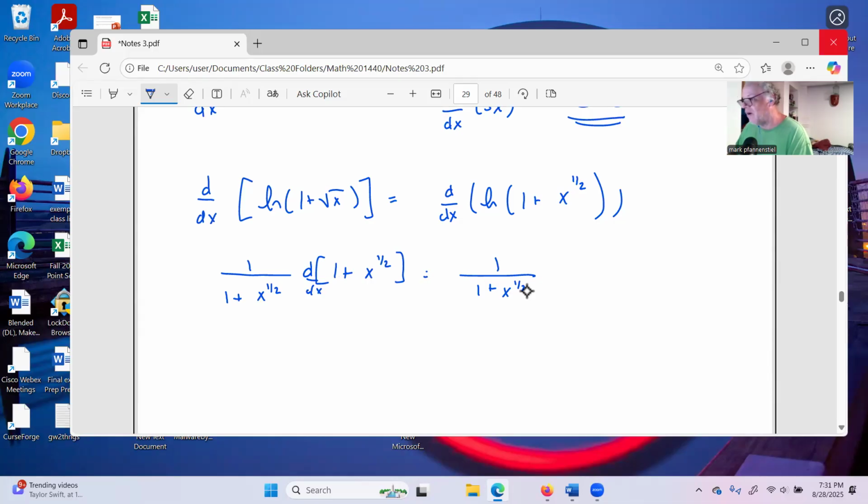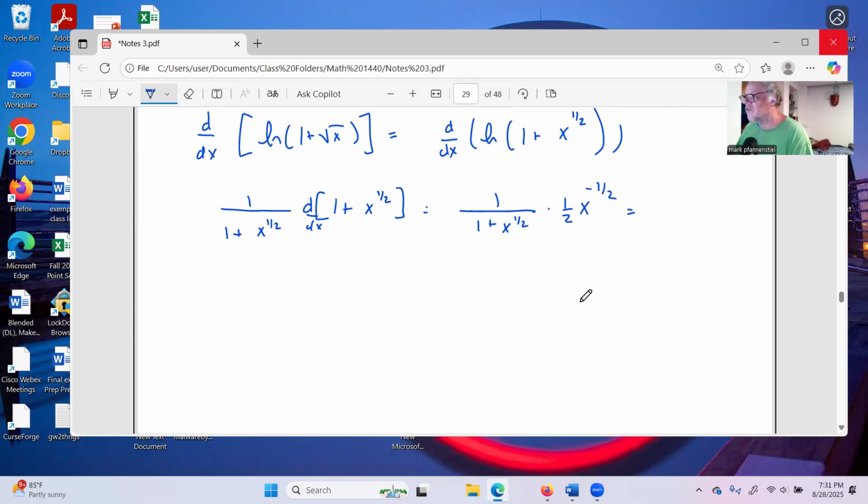The derivative of 1 is just going to be 0, and now I need the derivative of x to the 1/2. That's going to be 1/2 x, and then we have to say 1/2 minus 1 is a negative 1/2 here. Okay, so in total, this thing is going to be 1/2. I have 1 over 1 plus x to the 1/2. Because I have a negative exponent, I'm going to just put it on the bottom of our fraction. So that's x to the 1/2 here.